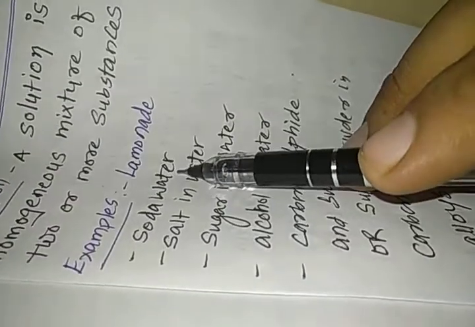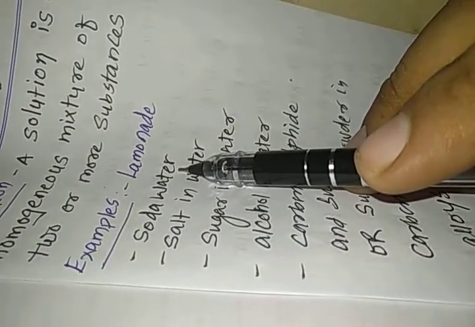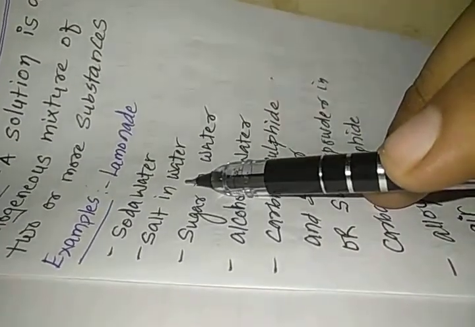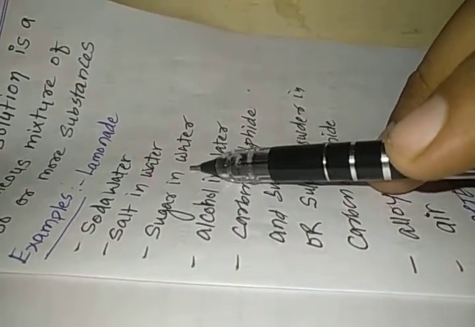Then we have soda water. Soda water is the mixture of carbon dioxide gas and water. Salt in water, that is the mixture of common salt, sodium chloride, in water. Sugar in water, that is the mixture of sugar, which is also known as sucrose, in water. Then we have the example alcohol in water. When we add alcohol in water, it makes a solution.